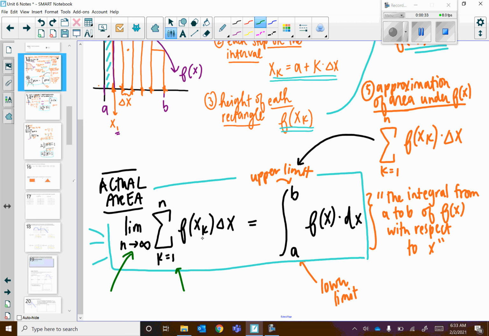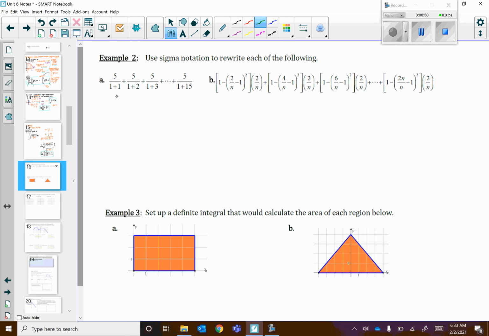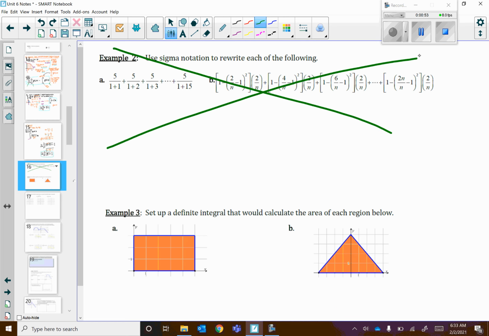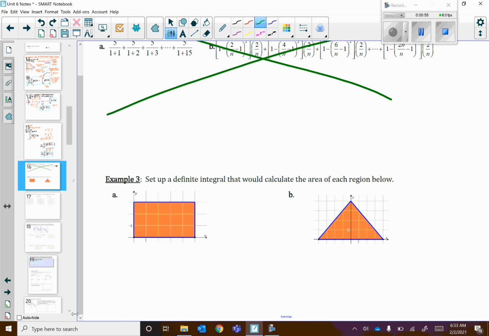X sub k is going to be the x value at which f of x, which is a y value, which is the height of the rectangle. We can also write it as the integral from a to b of some function with respect to x. So let's practice this notation. We are looking at example, we're going to skip this one because we don't need it anymore. But we are going to look at example 3.